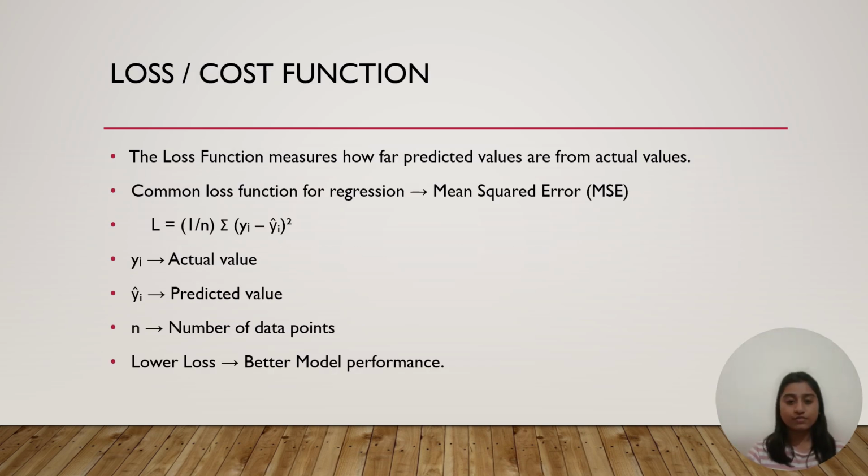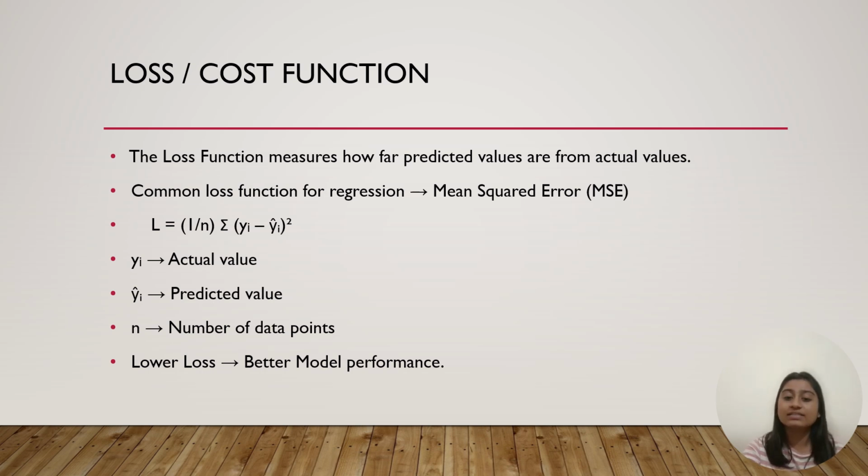Loss or cost function. Now that we have drawn a line, we need to check how accurate it is. And for that, we use a loss function, also called the cost function. It basically measures how far our predicted values are from the actual values. The most common loss function in regression is the mean squared error, MSE, and it's given by this formula. L = 1/n Σ (yi − ŷi)².